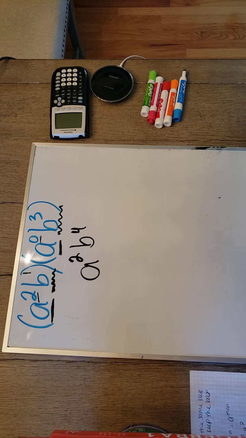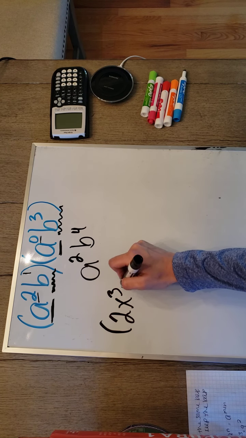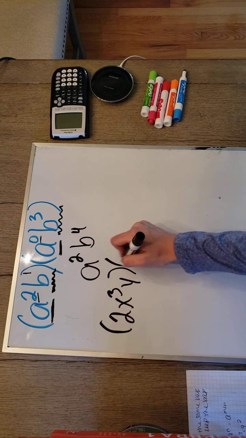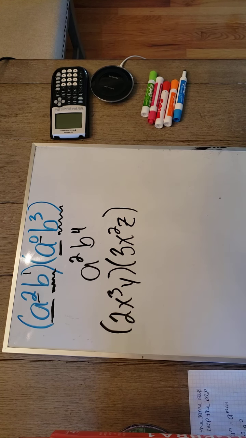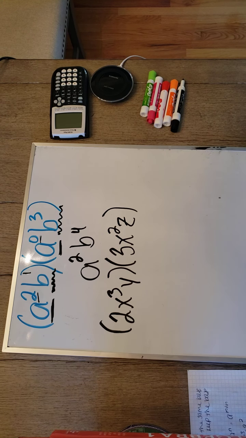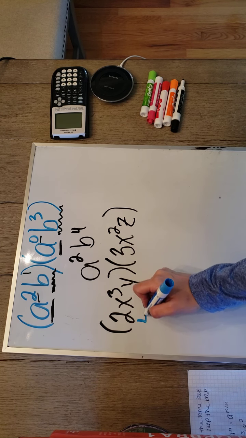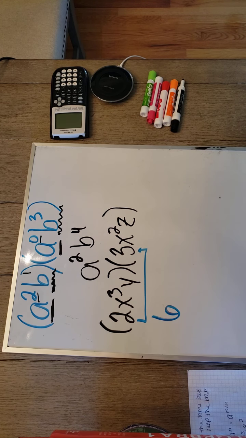Say you had 2x to the 3rd y times 3x squared z. So again, you have constants. You always know constants work the same as they always do. Get that out of the way first. 2 times 3 is 6.